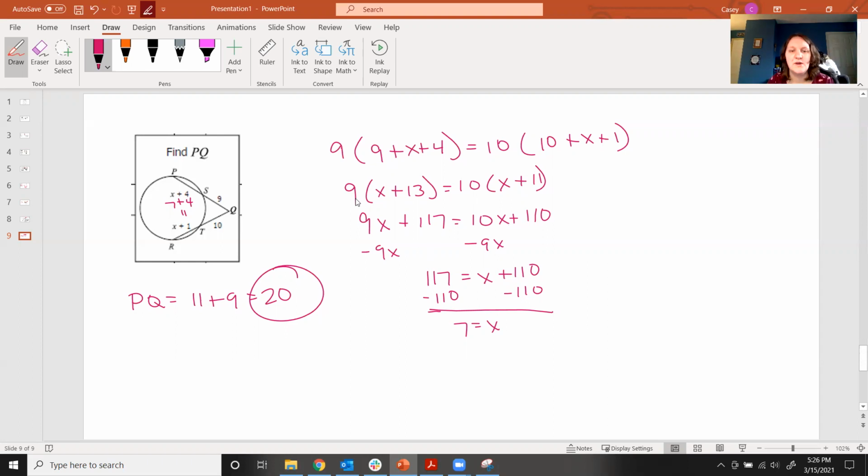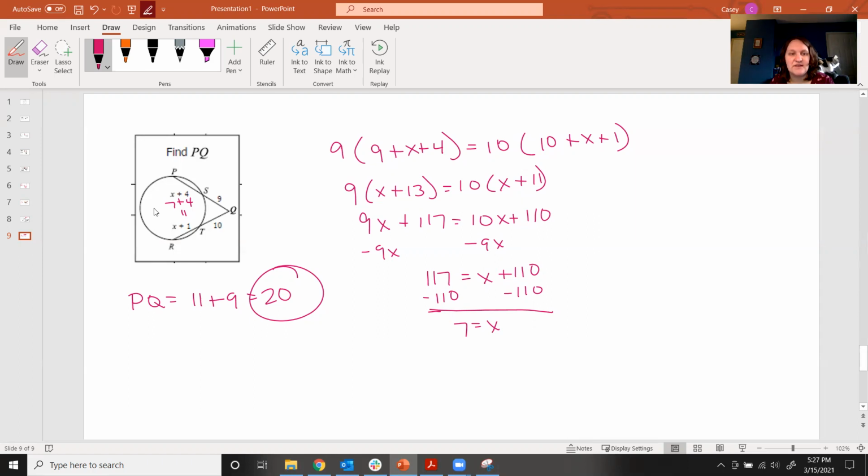So then we are going to distribute the 9, and we'll distribute the 10. 9 times x is 9x. 9 times 13 is 117. 10 times x, 10 times 11. And now we solve for x. I subtracted 9x from both sides, and then I subtracted 110 from both sides, and I got x equals 7. x equals 7 is lovely, but it doesn't answer the question.